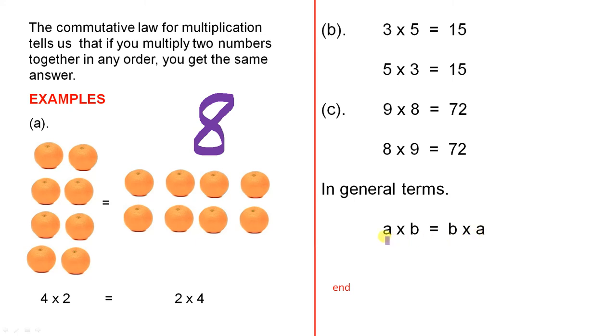That tells us that if you have any two numbers, and you switch the order around and multiply the two numbers together, you still get the same answer.